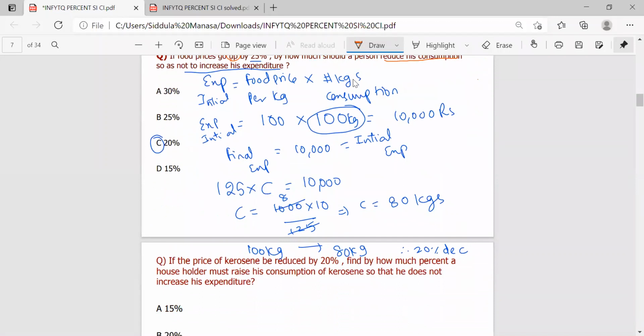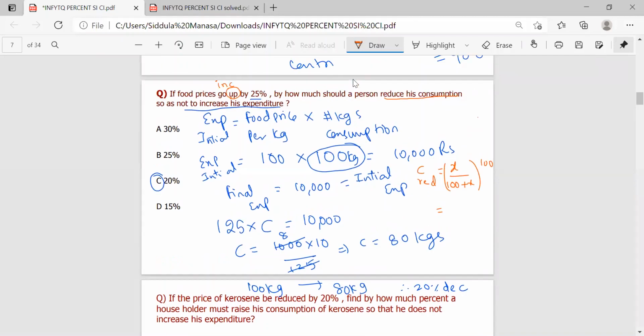here I am writing, consumption reduced should be equal to x by 100 plus x, into 100. So what is this x? This x is nothing but the percentage by which the food price increased. 25%. So the x value will be 25. 100 plus 25 will be 125, multiplied by 100. So 25 ones are 25, 5s are 125. So 100 by 5 is nothing but 20% decrement.